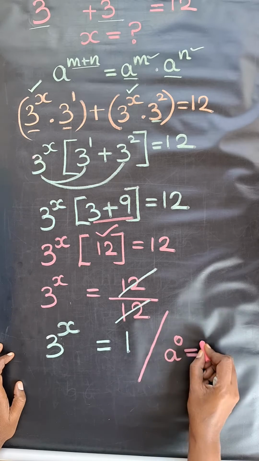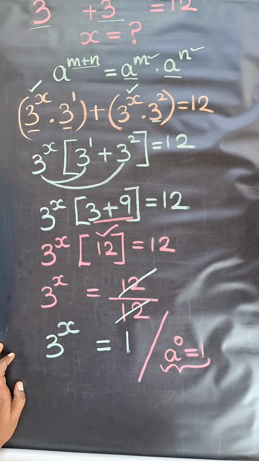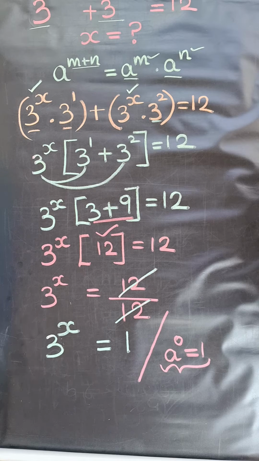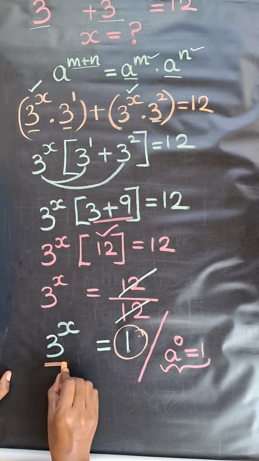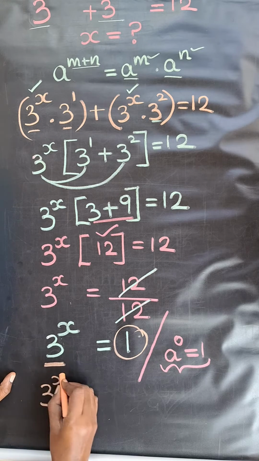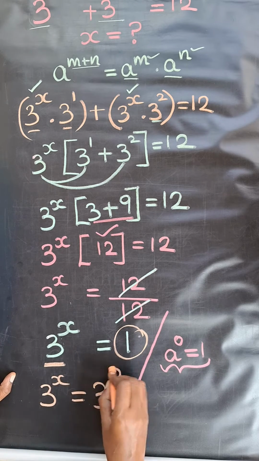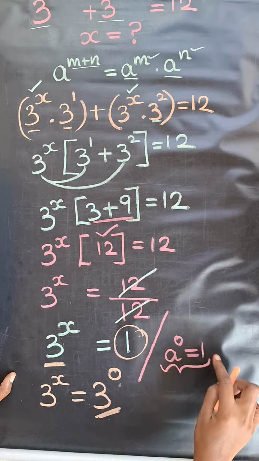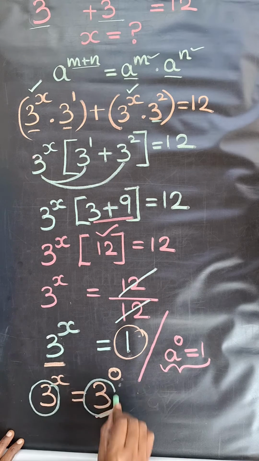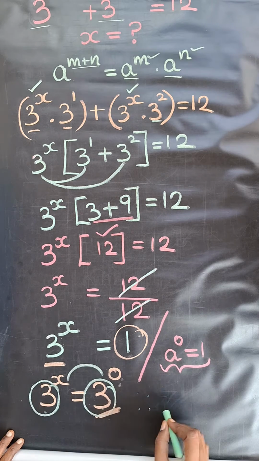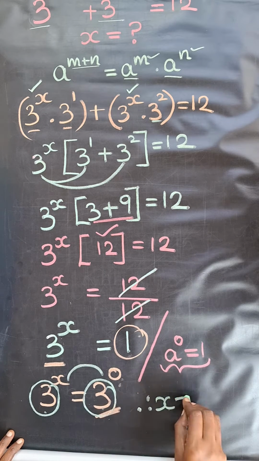We know anything raised to the power 0, the value is 1. So in place of 1, we are going to replace 3 power 0 because anything raised to the power 0, the value is 1. So 3 raised to the power x equals 3 power 0. We have bases same. So we can compare the powers now. X equals 0. So we have found the value of x now.